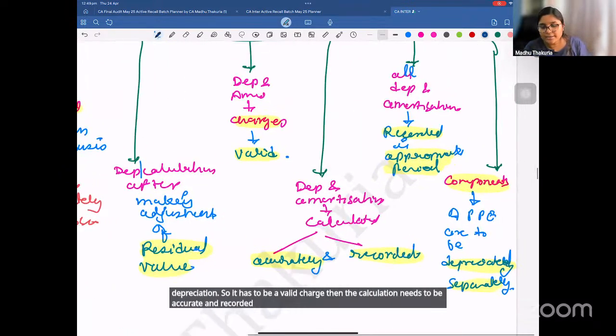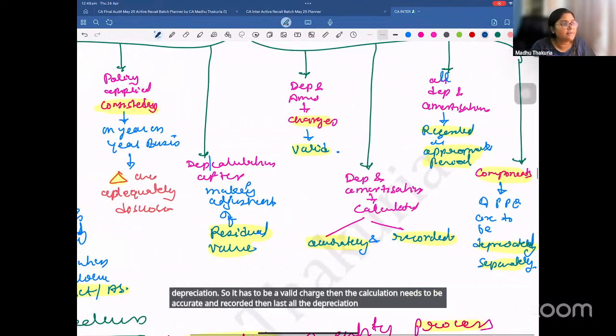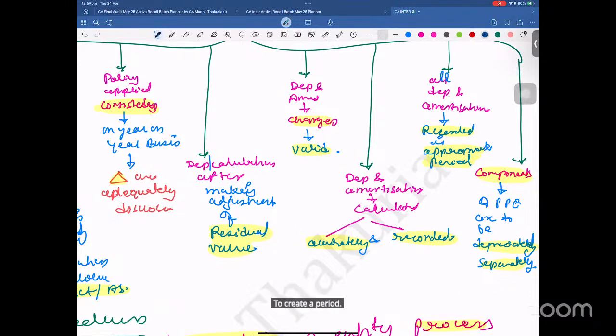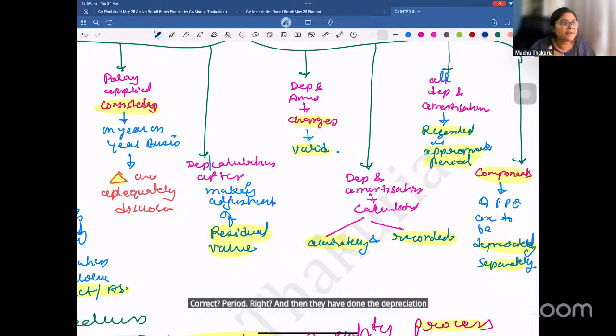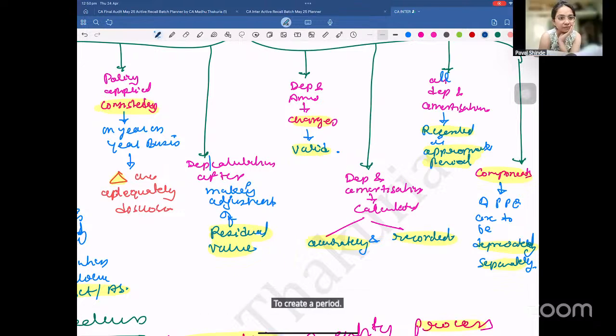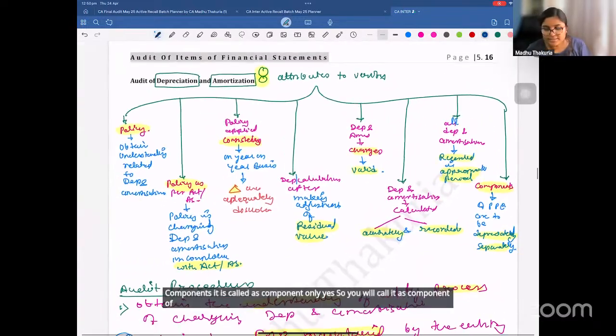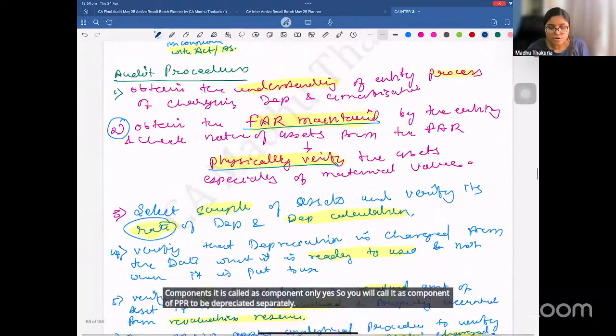Then last, all the depreciation amounts are recorded in the appropriate period. And then they have done the depreciation for each and every item of PPE. It is called a component. So you will call it components of PPE to be depreciated separately. Now you have certain procedures.